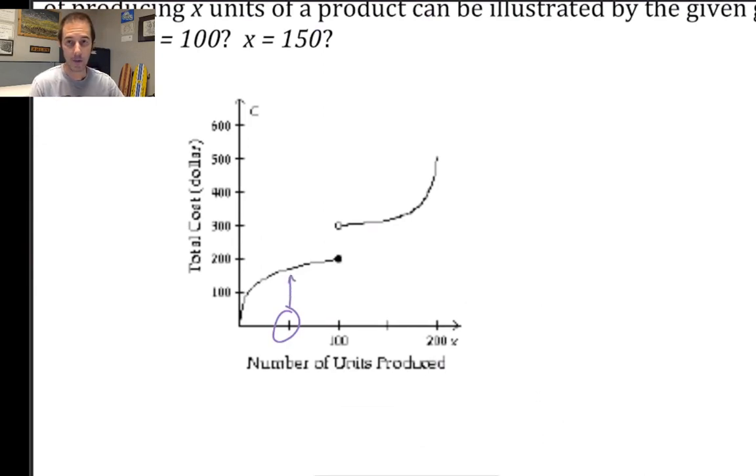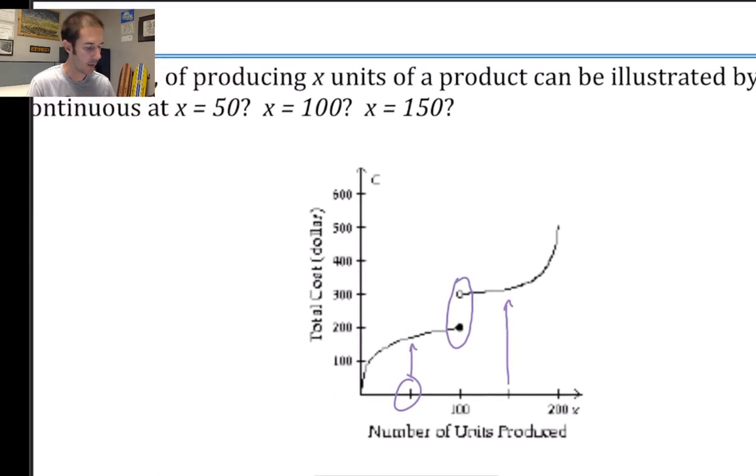It's looking continuous to me. We don't have to have an elaborate discussion about it because when we run into these graphical situations where we're asked about continuity, we have this nice opportunity to just visually evaluate what's going on. At x equals 100, however, we have a jump discontinuity, and at 150, it looks like the function is continuous. So the answers would be yes, no, and yes.